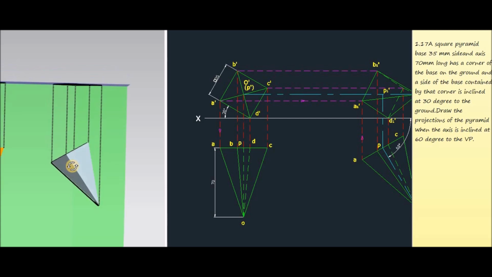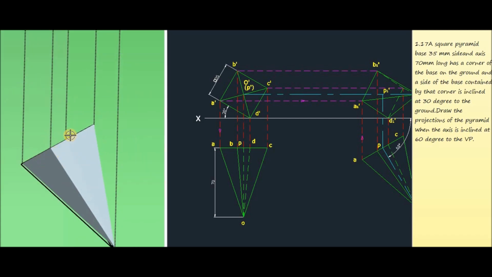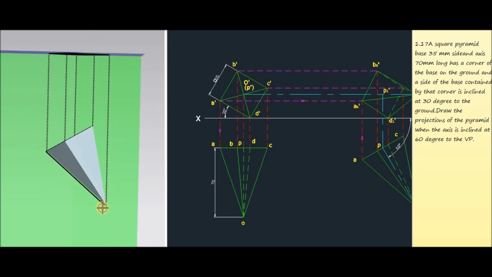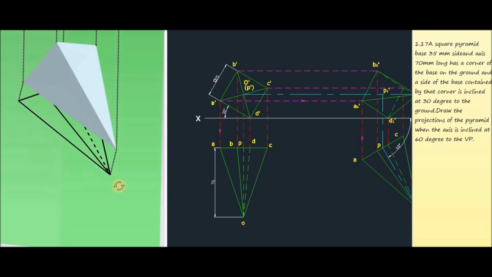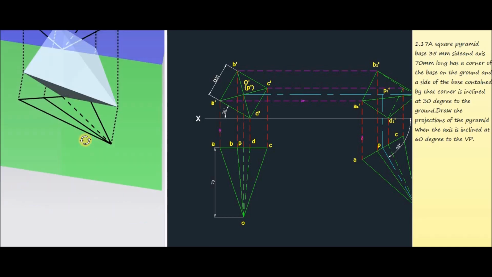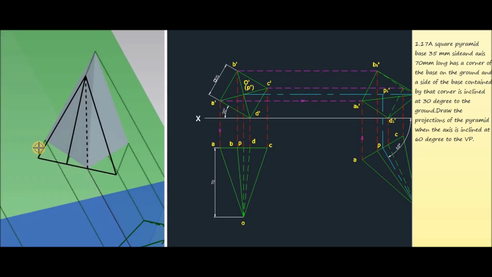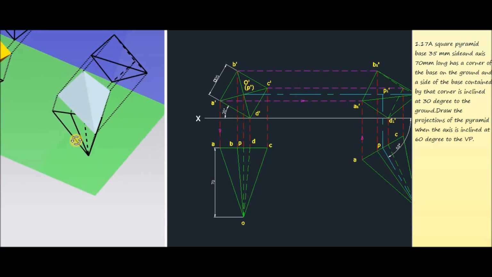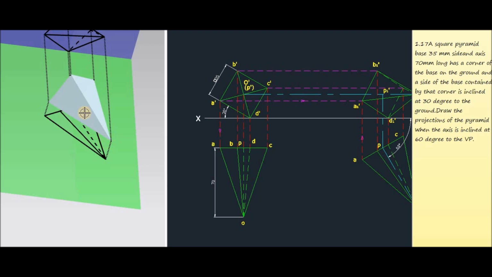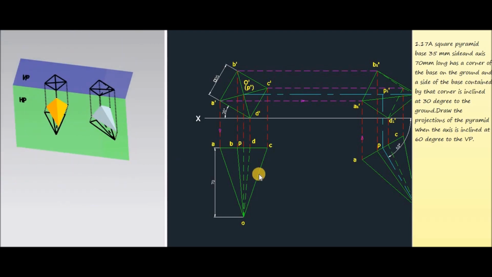And for getting the top view, we have to observe the object from the top side. Here also project all the bottom corners to the horizontal plane, then project the vertex to the horizontal plane, and join all these corners. The visible edges are represented by thick lines, and the back edge, which is not visible from the top side, is represented by a dotted line. Now this one represents the final top view, that is when the axis of the square pyramid makes 60 degrees with the vertical plane.